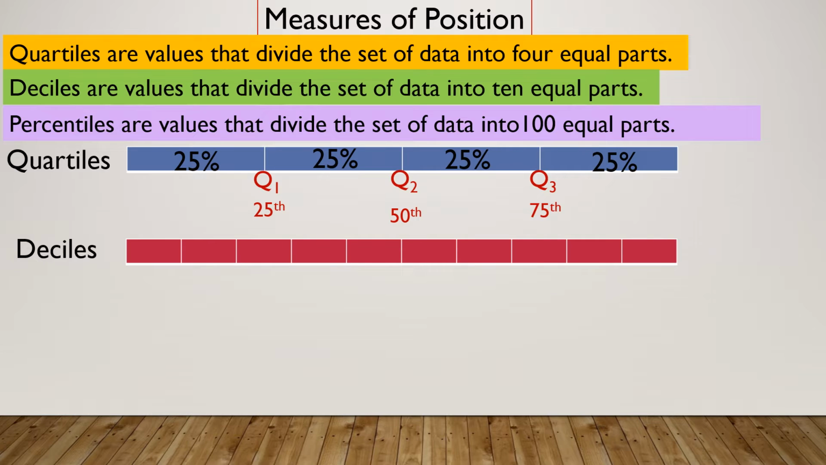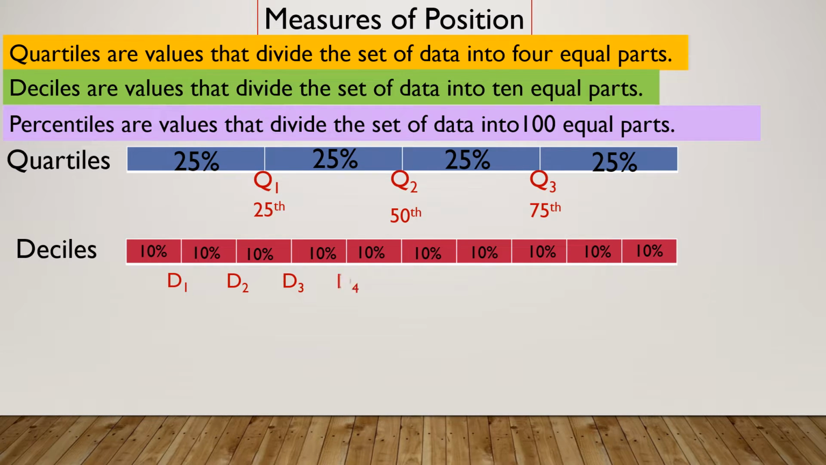Next, what about deciles? So look at this one, dividing the data into 10 equal parts. So each part now is 10% to make it equal to 100%. Now here, D sub 1 means the first decile. Deci means 10. So that is first decile, second decile, which is 20th. From here, that is 10, 20th, 30th, and so on and so forth.